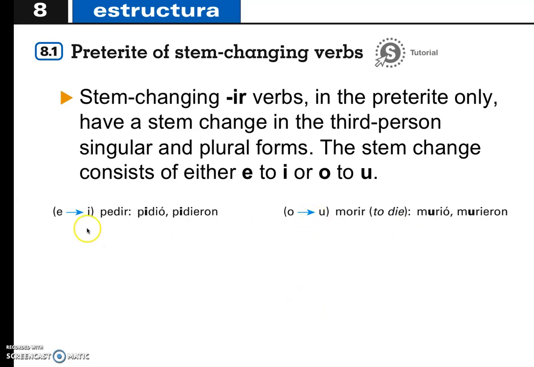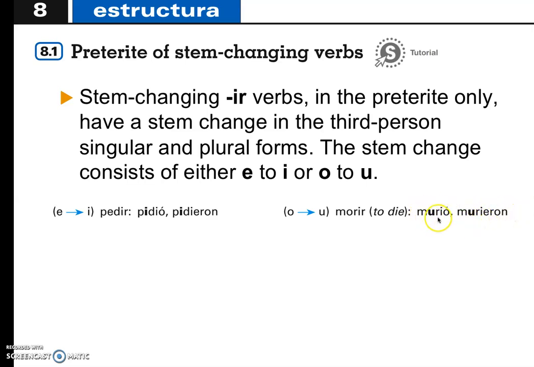So it gives you a few examples here. The verb pedir, which is an E to an I. In the usted, él, ella form, you say pidió. In the ustedes, ellos, ellas form, pidieron. Morir is another one. Usted, él, ella murió. Ellos, ellas, ustedes murieron. But again, so that's only here.